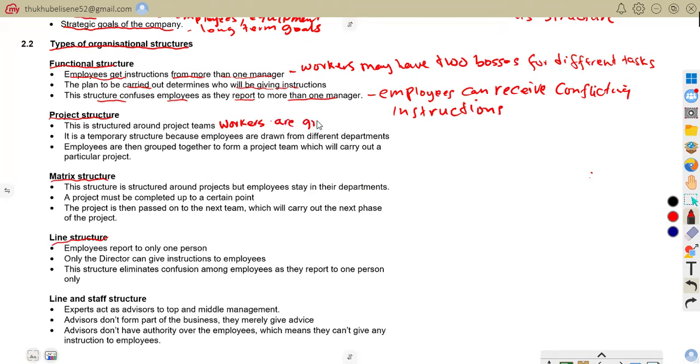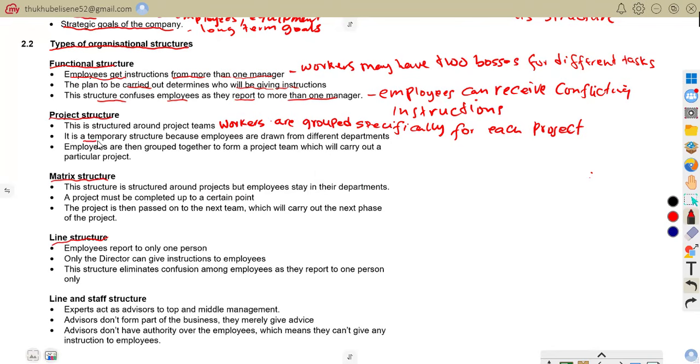Workers are grouped specifically for each project. Like I've said, that's where we can talk about an example whereby a construction company forms a team to build a school.